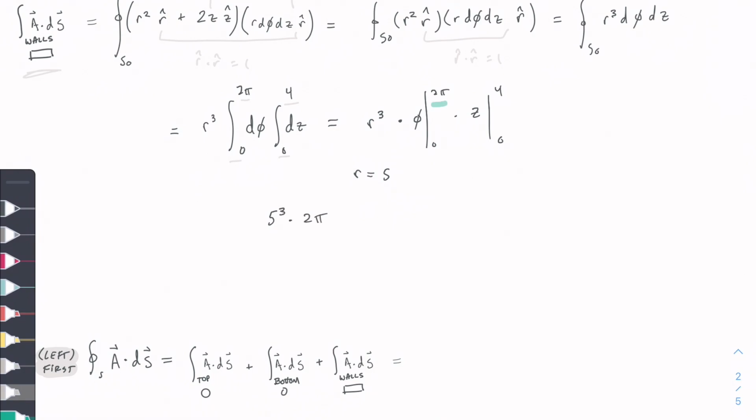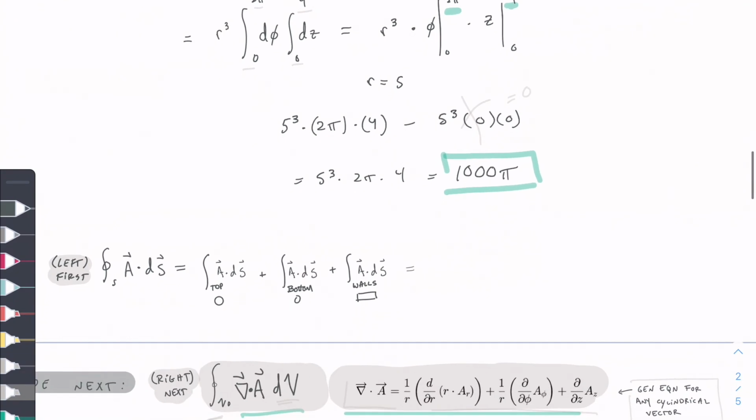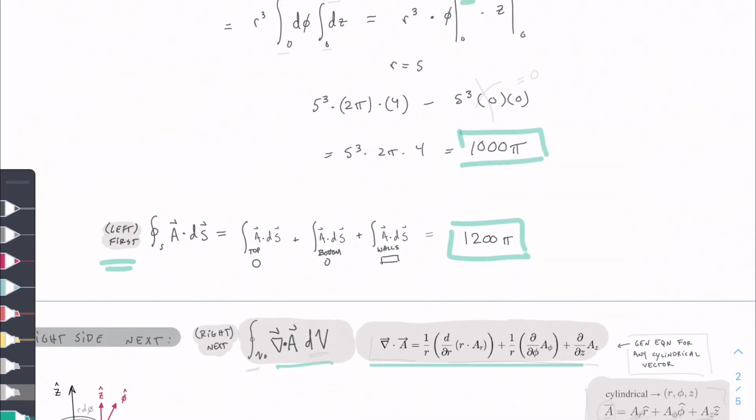So we're looking at the top bounds first here: 5 cubed times 2 pi times 4. And then we're going to subtract the bottom bounds, 5 cubed times 0 times 0. So this piece is going to cancel, equal to 0. And so our answer here, 5 cubed times 2 pi times 4, is going to be equal to 1,000 pi. Okay, so our answer here, we have 1,200 pi for our solution. So for the left side, that's what we got. Next, we're going to do the right side to verify that the two sides are equal.